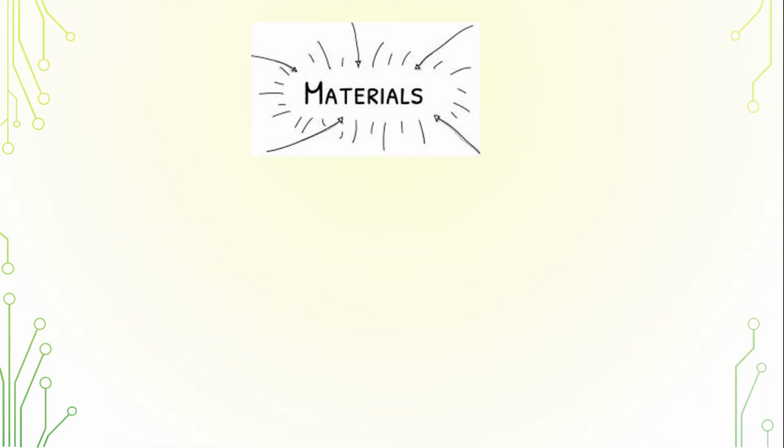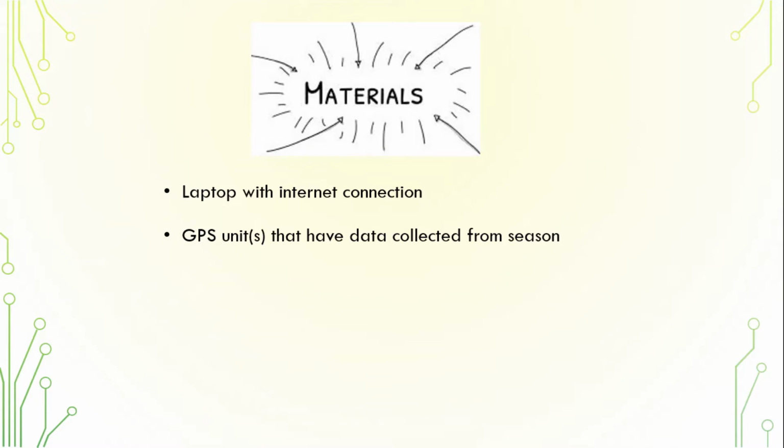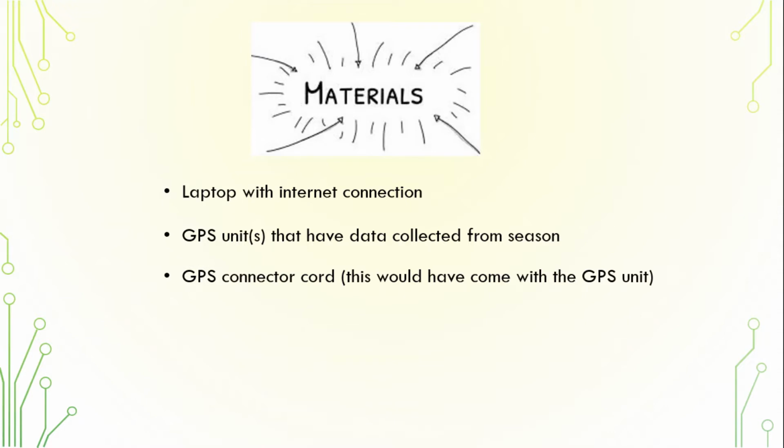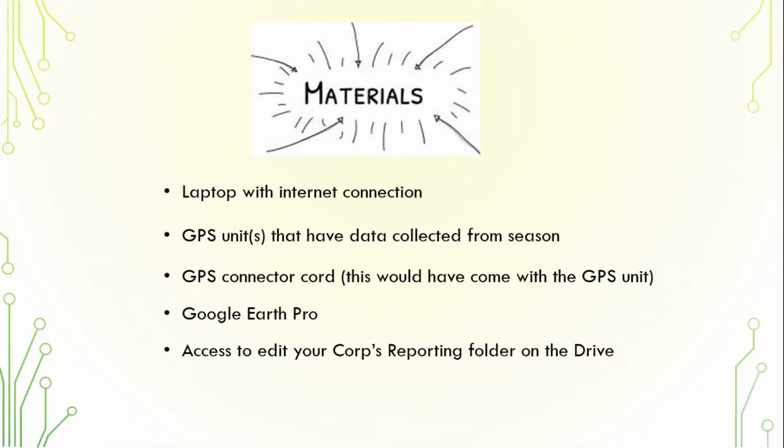In order to complete these objectives, you will need the following list of materials: a computer with internet connection, the GPS unit that has the data collected from the season, a GPS connector cord, which would have come with the GPS unit, Google Earth Pro, and access to edit your corps' reporting folder on the Google Drive.